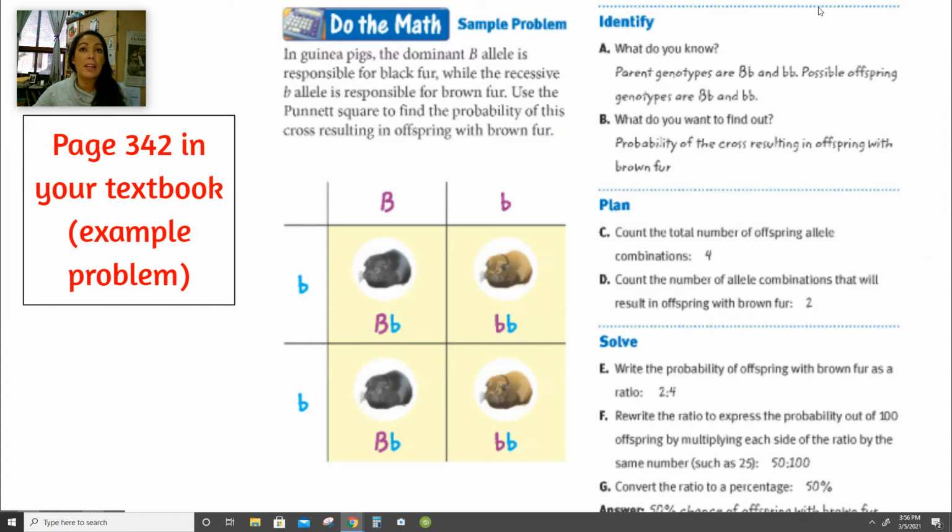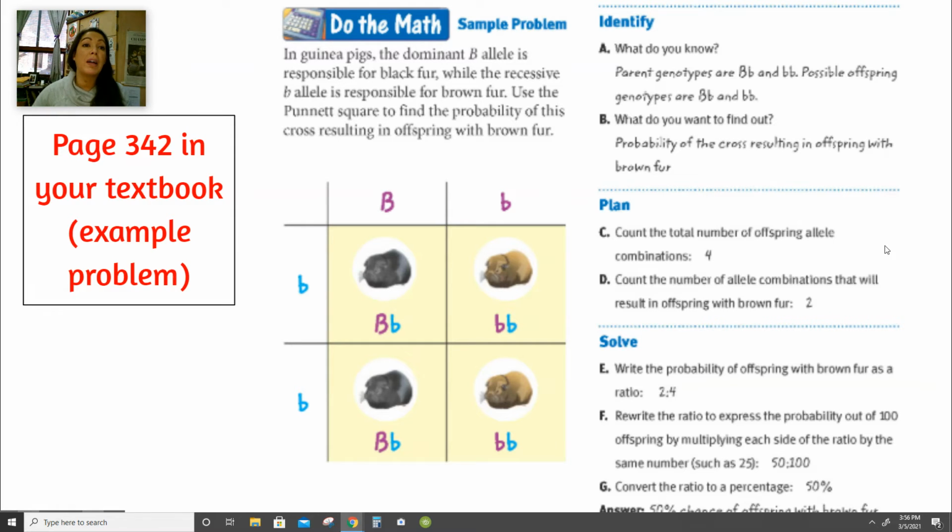This is an example problem about crossing guinea pigs, specifically talking about their fur color. Okay, so we'll go through this example and then we'll walk through our own example on the next slide here. So this is on page 342 in your book. In guinea pigs, the dominant capital B allele is responsible for black fur, while the recessive lowercase b allele is responsible for brown fur. Use the Punnett square to find the probability of this cross resulting in an offspring with brown fur. So what do we know?